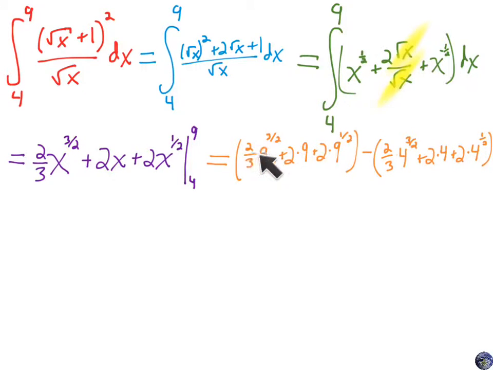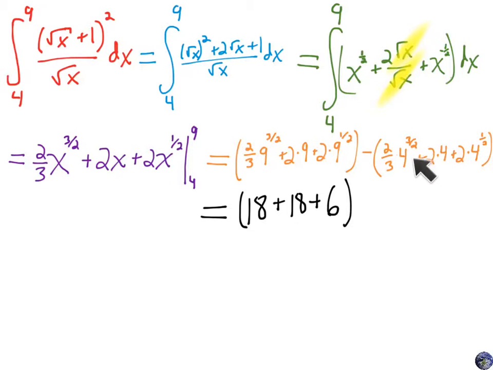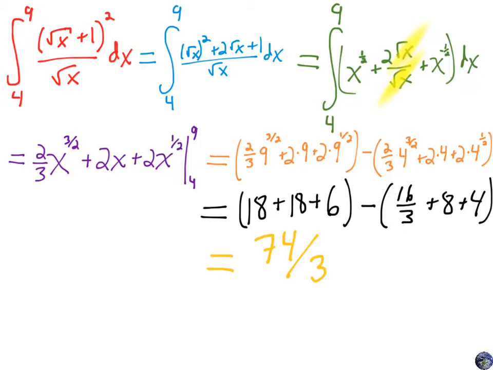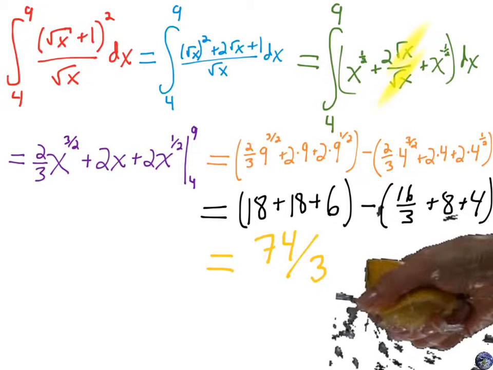But really, this isn't so bad, because 9 to the 3/2, the 2 on the bottom of the exponent means take the square root. 3 to the 3rd is 27. You can cancel 27 and 3, giving you 9. 9 times 2 is 18, plus another 18, plus 2 times 3 is 6. And we do the same thing with the other side here. So 4 to the 1/2 power is 2, 2/3 of 8 is 16/3. Oh, that's a little unfortunate, but okay. And you go ahead, you compute this out, 74/3. So, all right. Well, easy peasy, lemon squeezy.